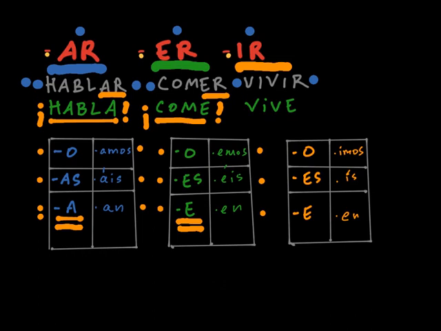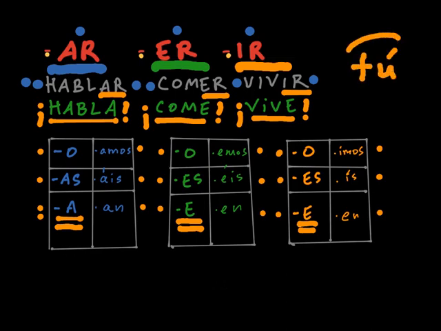Vivir ends in IR, you take it away, and you have vivo, I live. Vives, you live, informal. Vive, you sir, you madam live, or she or he lives. Vivimos, we live. Vivís, you plural live, only in Spain. Viven will be you plural, or they live. Again, you're going to use this form for creating the command that is informal for tú. Vive, live as a command. Remember, all of these commands are for tú.